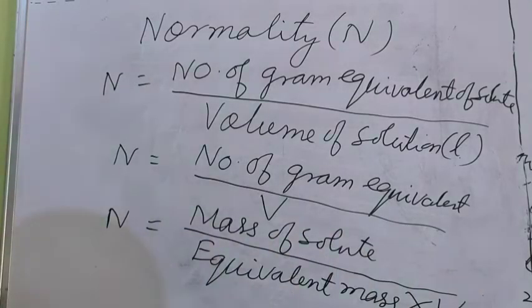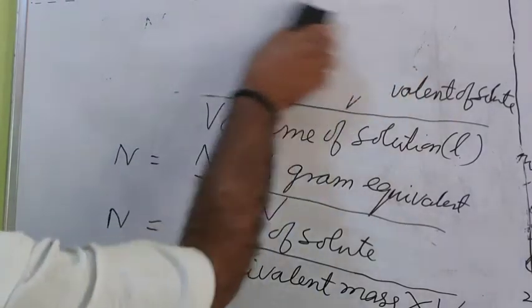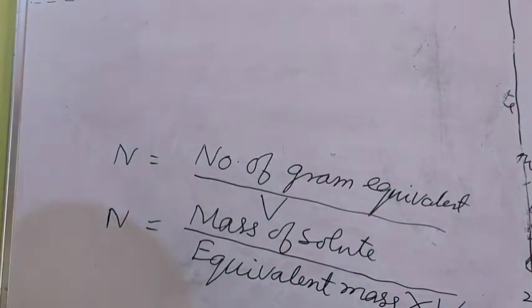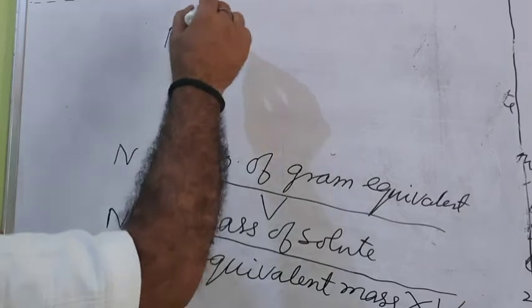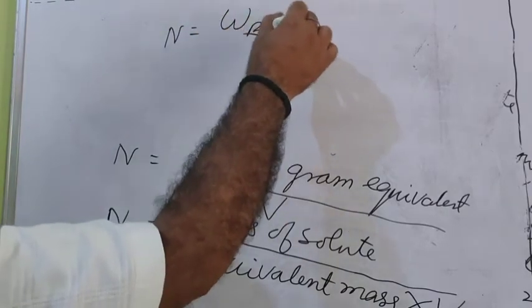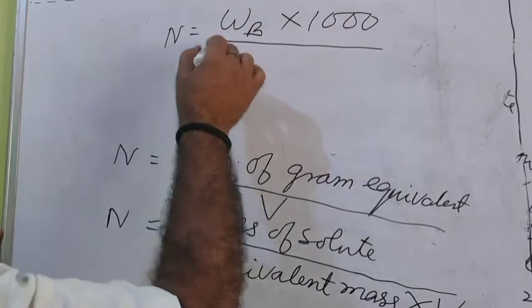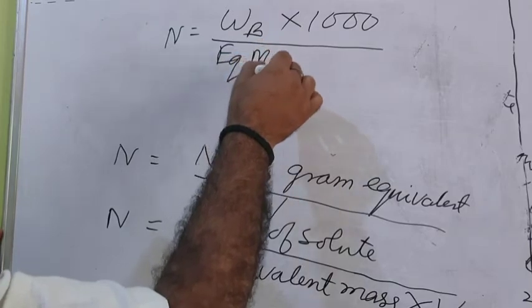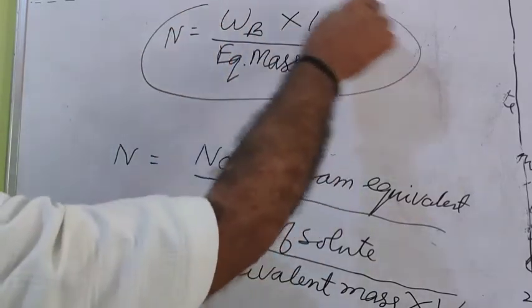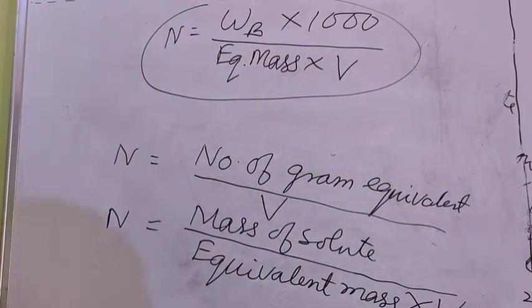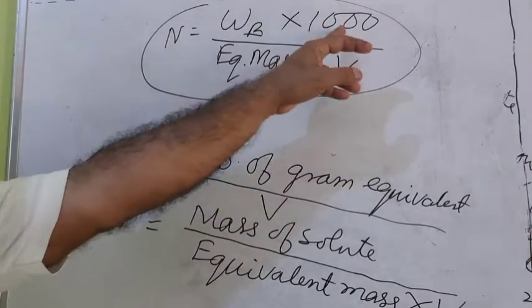And into V. So the number of gram equivalents can be calculated as mass of solute or mass of substance upon equivalent mass, and into V. Now if the volume is in milliliter, that is not in liter, then the formula becomes: normality equals mass of solute, that is WB, into 1000 upon equivalent mass into V. So that formula is used for the calculation of normality. Mass of solute upon equivalent mass into 1000 upon V.